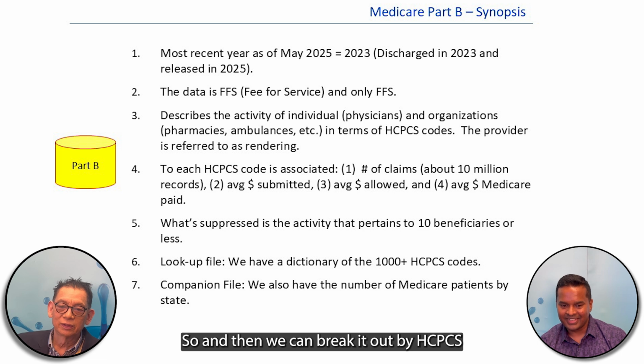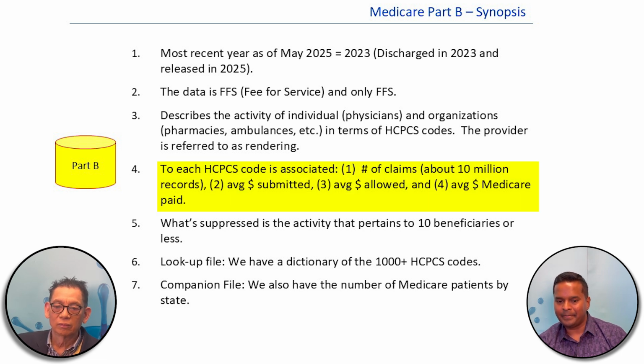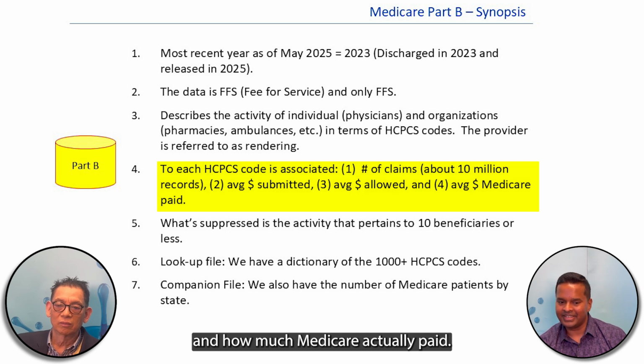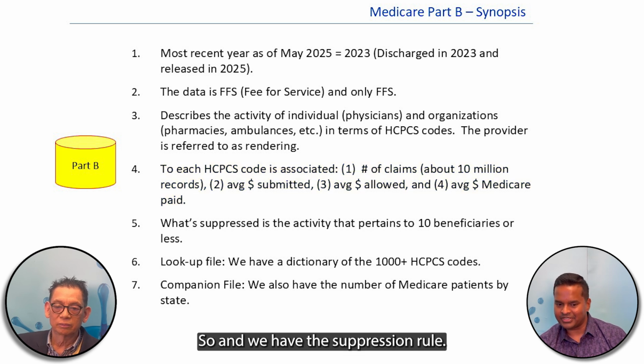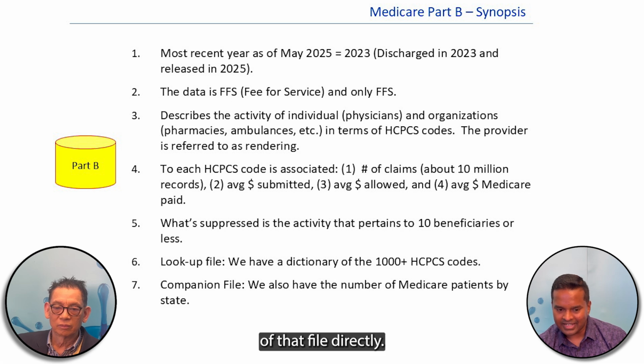And then we can break it out by HCPCS codes. There are about 10 million records, and we see the average submitted charge, average allowed amount, and how much Medicare actually paid. And we have the suppression rule. So let me give you an overview of that file directly.